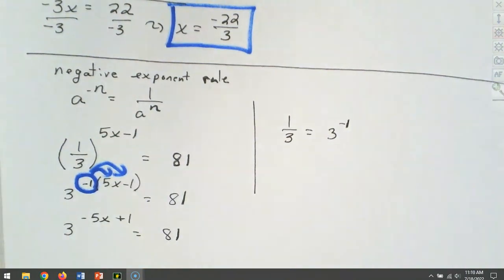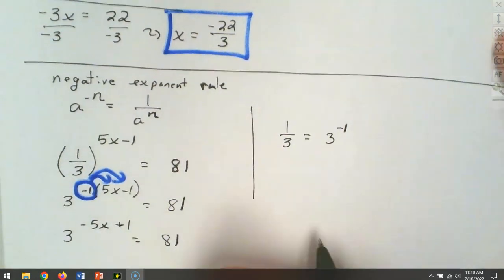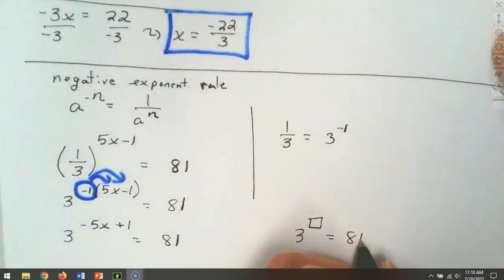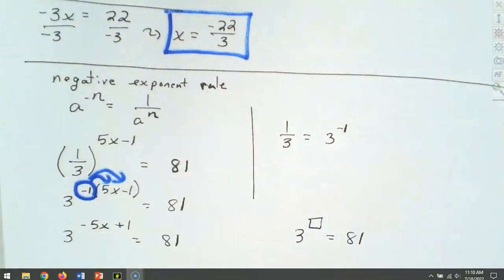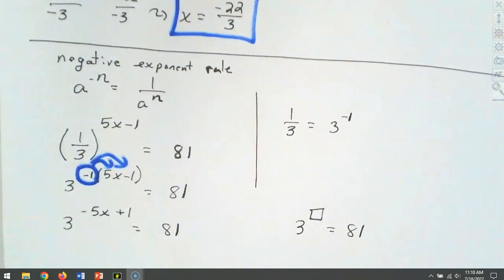Because now we've done enough of these that we can take that 3 and raise it to some power to get 81. Can someone tell me what number I would use here? What number is going to go in that box there?